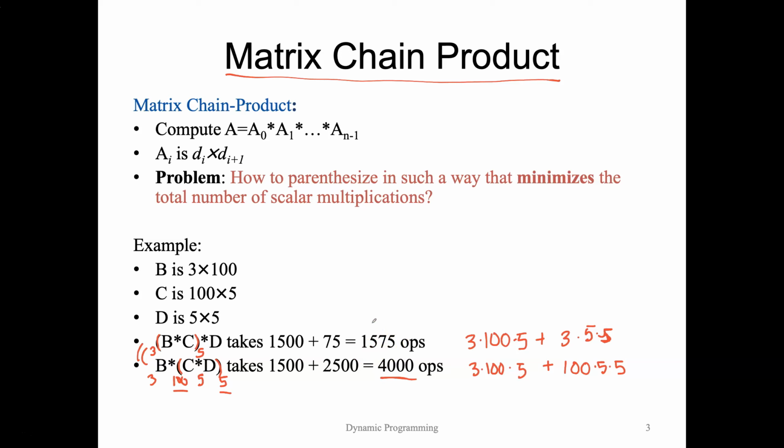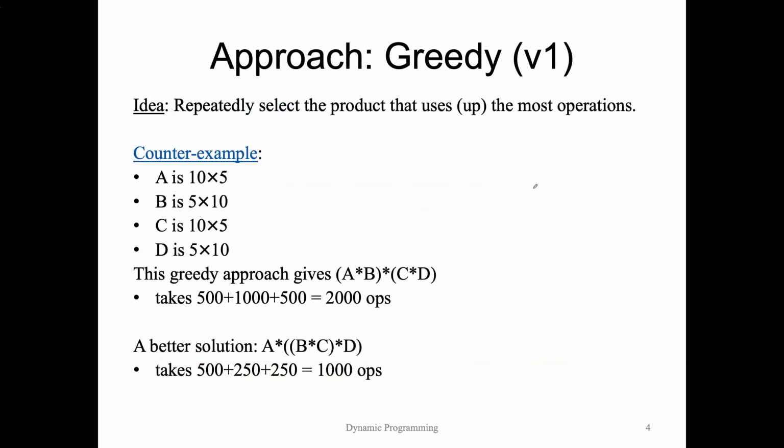Okay, so how could we approach this? Because this is an optimization problem. We want to minimize the number of operations. And we've already seen one design paradigm which typically works on optimization problems, which is the greedy method. So let's try to use the tools that we already have to solve this problem. Let's see what would happen if we tried to use a greedy approach.